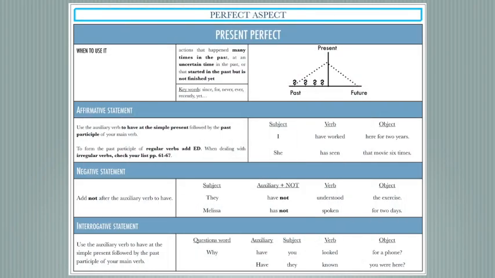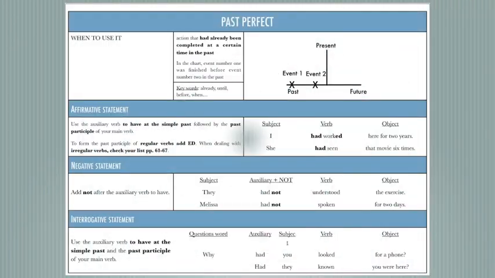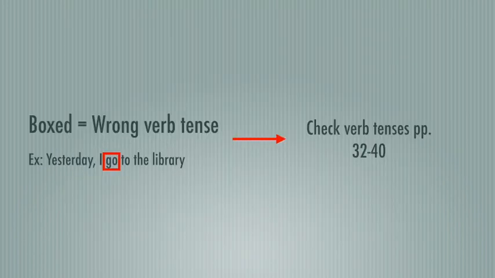Also, you could ask yourself, is that an event that happened in the past many times, more than once in the past? Or it could be something that happened at some uncertain time in the past, and it could be an action that happened before another one in the past. Okay, so in that context, yesterday I went to the library.